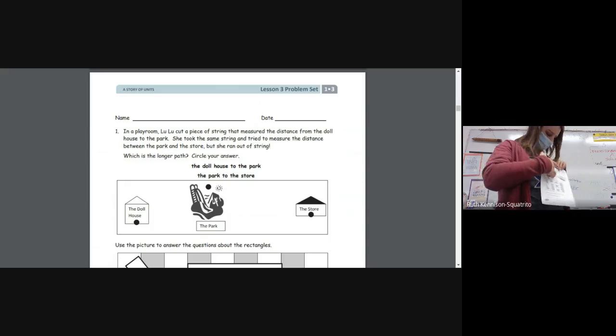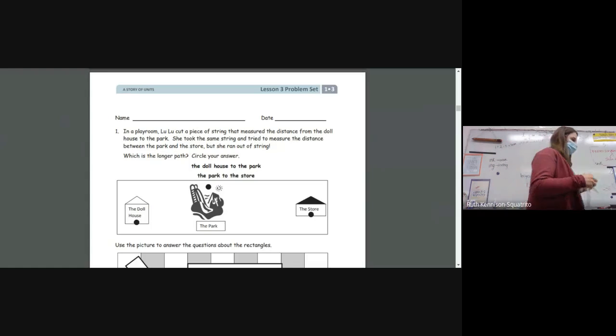Okay, and then tell me which one is longer, and you circle either the dollhouse to the park or the park to the store. Okay? So that's what you need to do on that first one. You need to measure it with your little measure and tell me which one is longer. The dollhouse to the park or the park to the store. Sweetie, no. You need to line it up. Put it on the dot here to the dot there and see how many it takes. See? And then you do the dot there to the dot here.